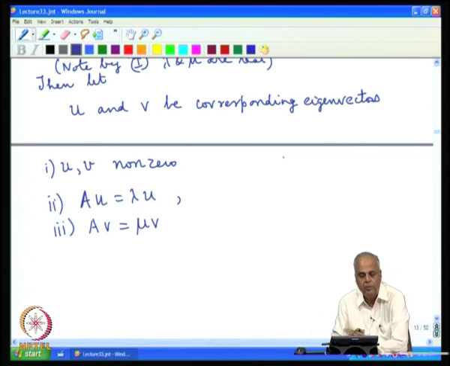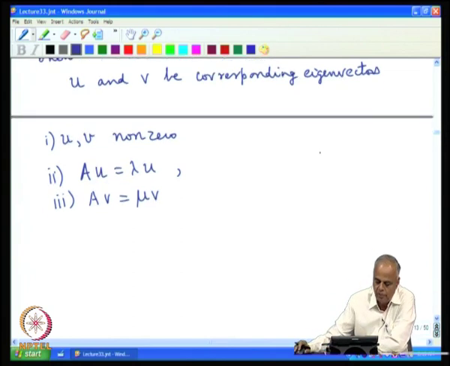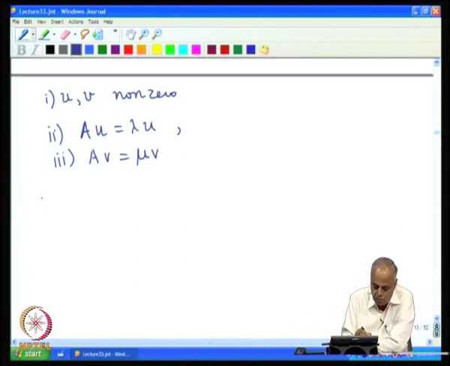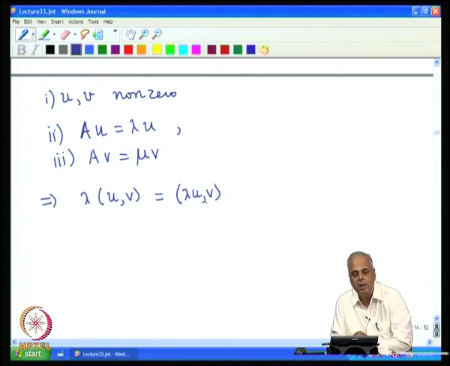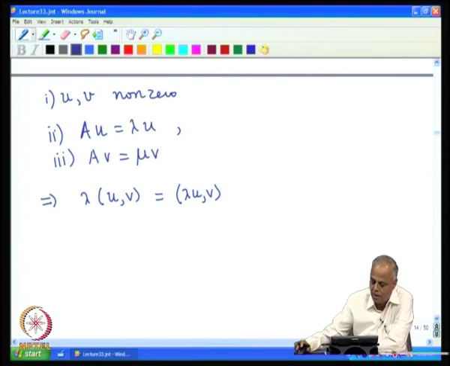Now, therefore, we have these two distinct eigenvalues lambda and mu and we have the corresponding eigenvectors u and v. U and v are non-zero, Au is lambda u and Av is mu v. Now, let us look at lambda times (u, v). This is the same as (lambda u, v) because the lambda can be pulled out of the first factor. It does not matter whether it is the first factor or the second factor because lambda is real, it can be pulled out. So, it is lambda (u, v).